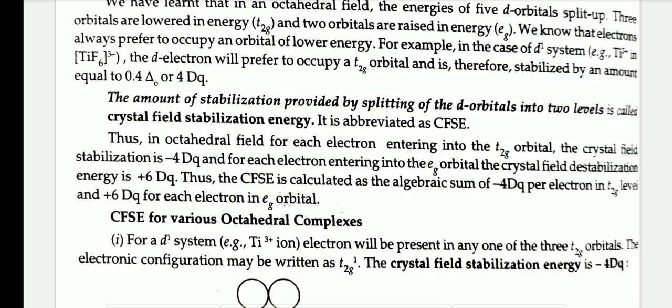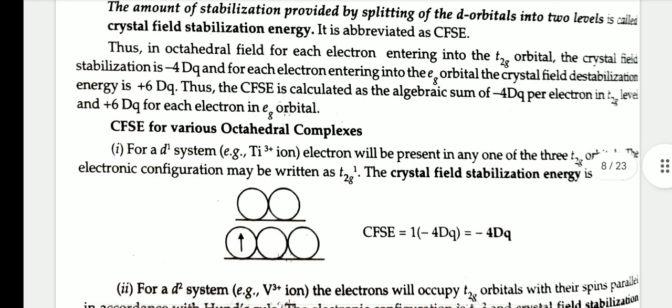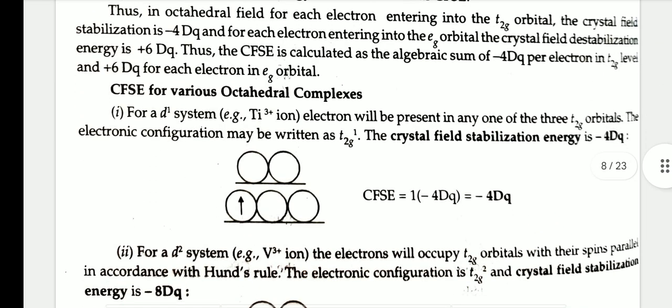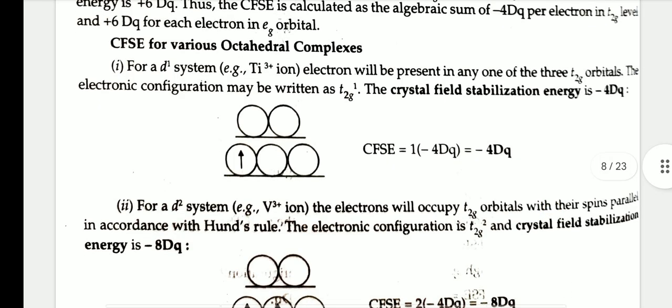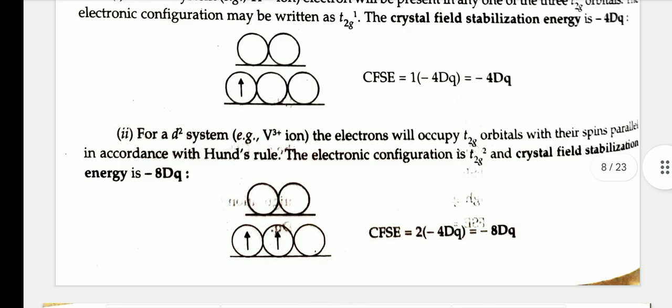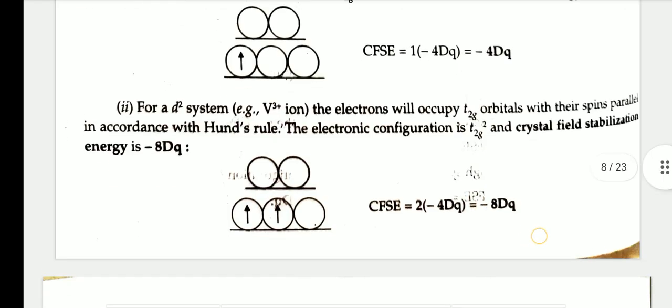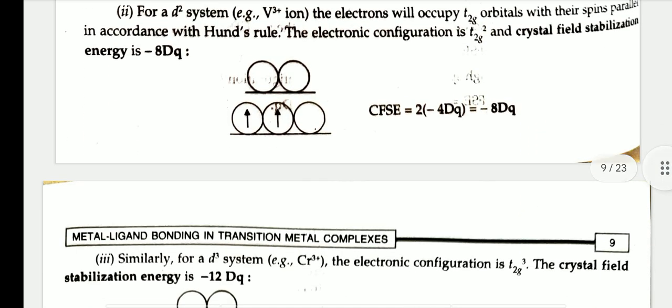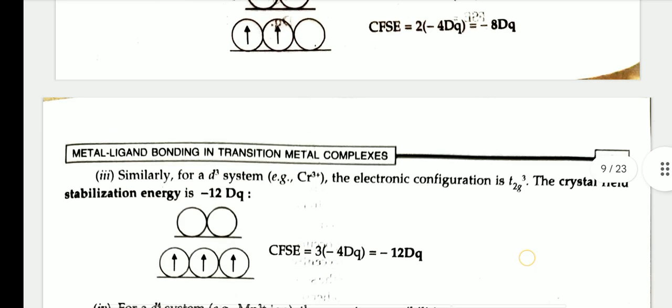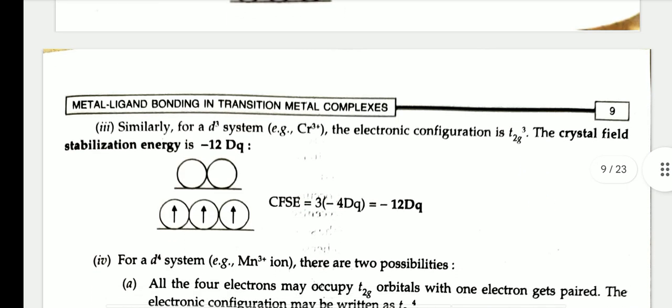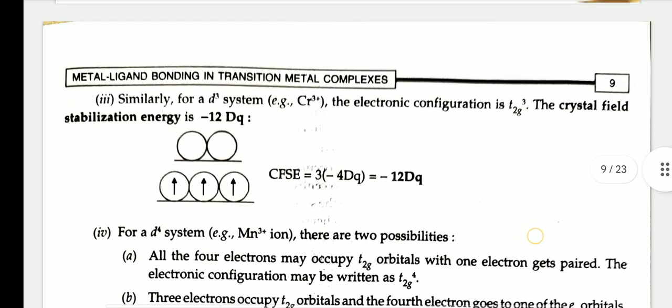CFSE for various octahedral complexes. For a d1 system, the electron will be present in any one of the three t2g orbitals. The electronic configuration may be written as t2g1. The crystal field stabilization energy is -4 Dq. For a d2 system, the electrons will occupy t2g orbitals with their spins parallel in accordance with Hund's rule. The electronic configuration is t2g2, and the crystal field stabilization energy is -8 Dq. Similarly, for a d3 system, the electronic configuration is t2g3. Crystal field stabilization is -12 Dq.